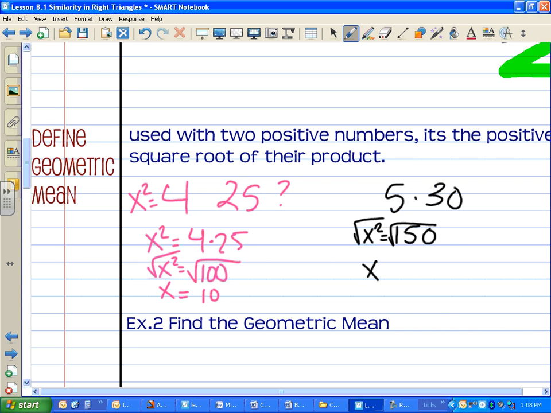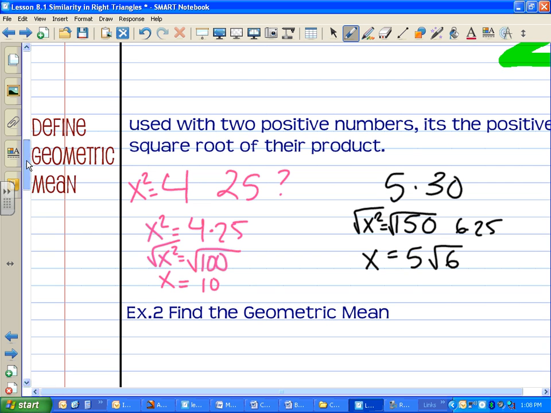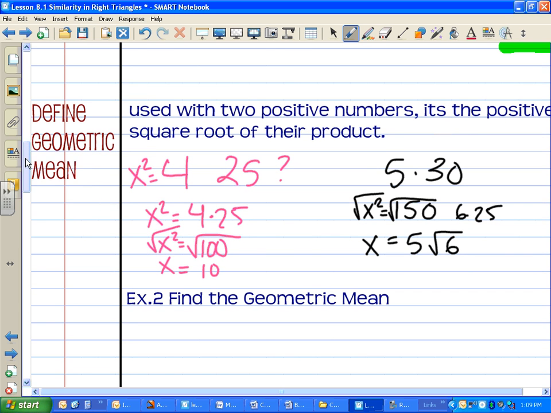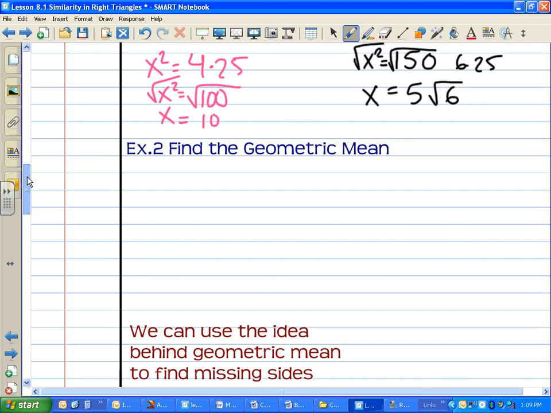So I'm going to have x equals, okay, well I can't get this answer, so why don't I break this up into numbers that I can use. How about 25? 25 goes into 150 how many times? 1, 2, 3, 4, 5, 6. So I have 6 times 25, square root of 25 is 5, put the 5 outside, and 6 inside, and there's your answer. Okay, sometimes you're going to get answers like this. Actually, you're mostly going to get answers like this. Okay, so that's the geometric mean. Now, I'm going to show you why you're going to need the geometric mean.